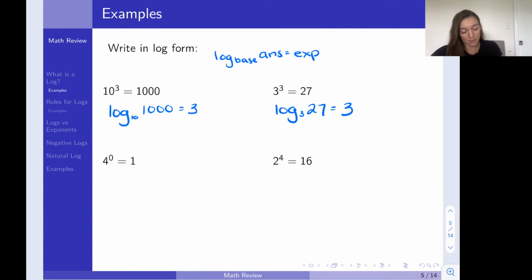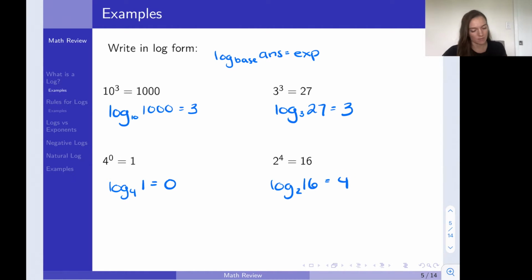And now 4 to the 0 is equal to 1. So this is going to be log base 4 of 1 is equal to 0. We're going to talk about logs of 1s and 0s in a minute. Okay, and then our last one, we have log base 2 of 16 is equal to 4. So what power do I have to raise 2 to get 16? I have to raise it to the 4th power.